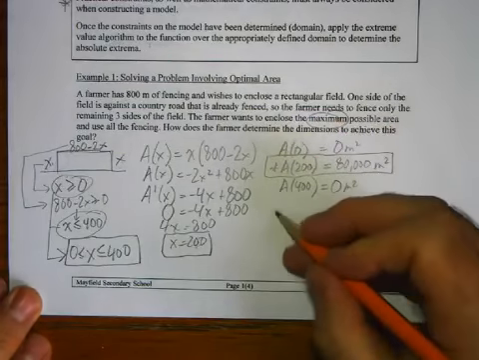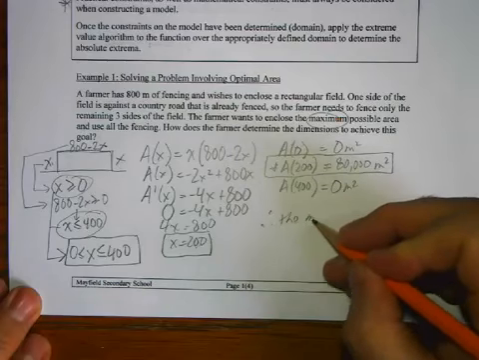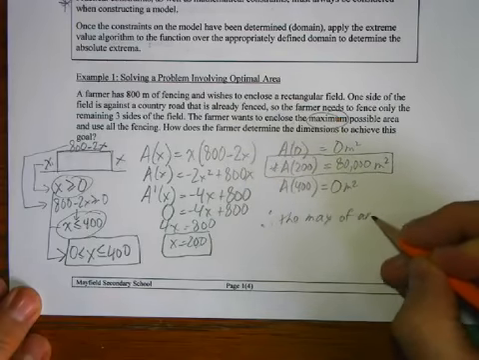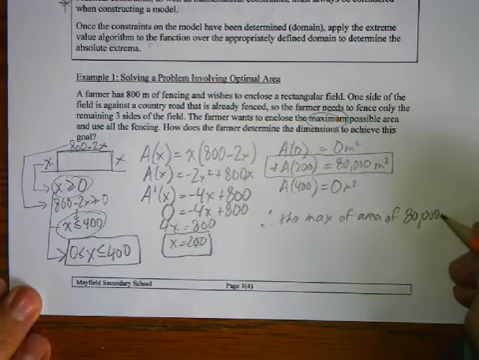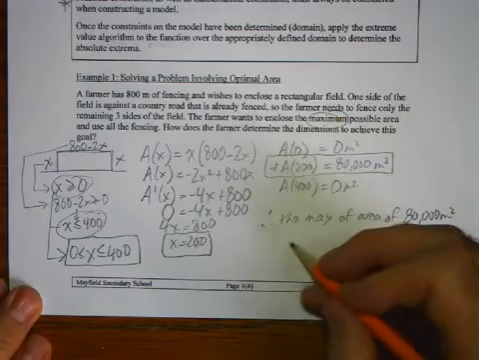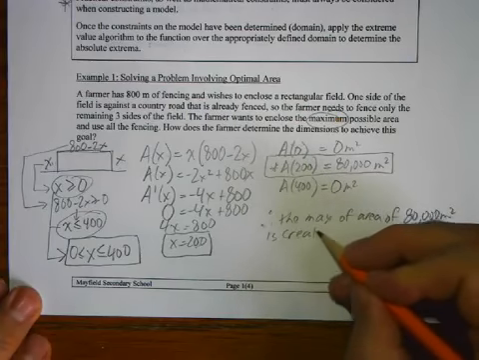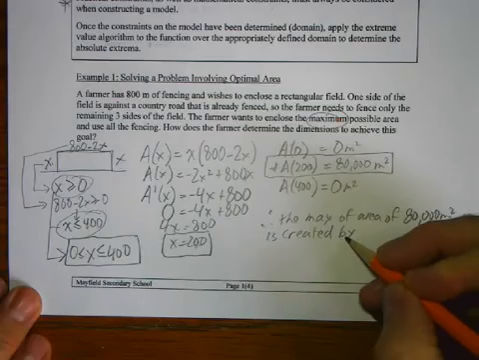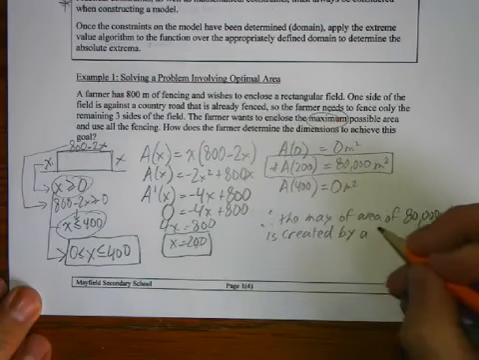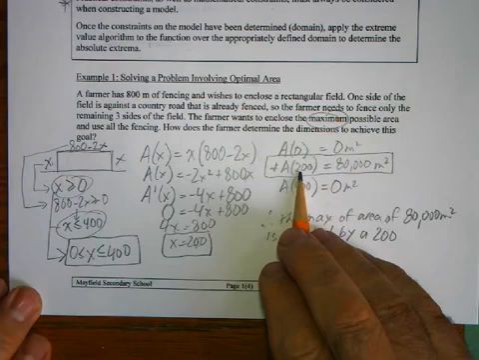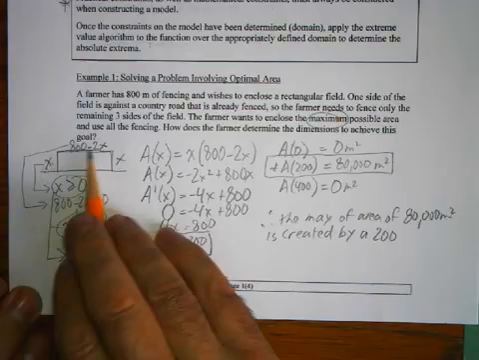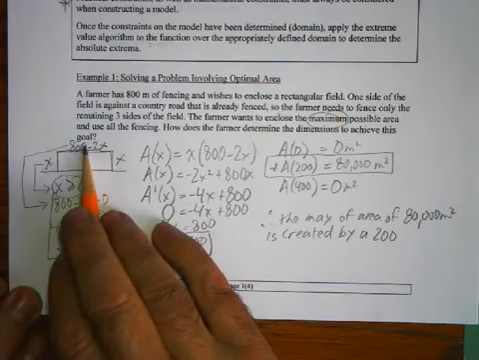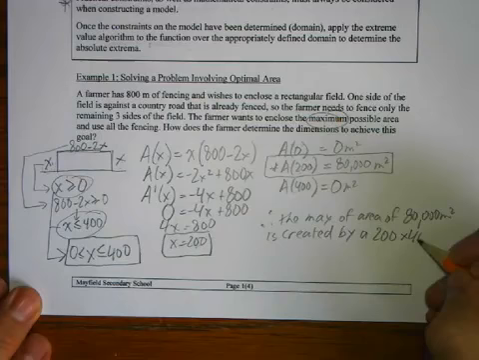Okay, so therefore the maximum area of 80,000 meters squared is created by a 200 by... so now we take the 200, we can plug it back into here to get the dimensions. So that would be 200, that would be 800 minus 400, so that's 400. 200 by 400 meter rectangle.